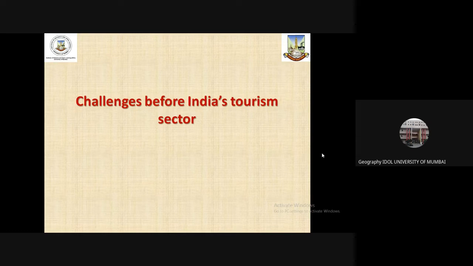But still, if we look into the tourism sector of India, India's tourism sector is still in the initial stage of development, because besides having huge cultural and natural potentials for tourism development, particularly international tourism development, India is facing challenges before tourism development, and we are going to address these challenges in this particular lecture.